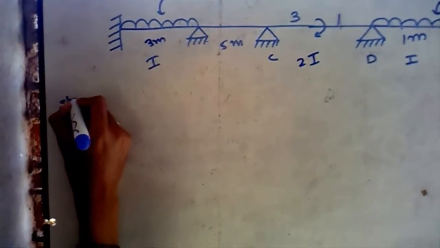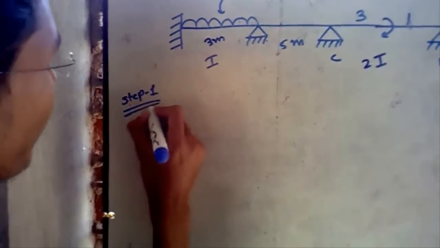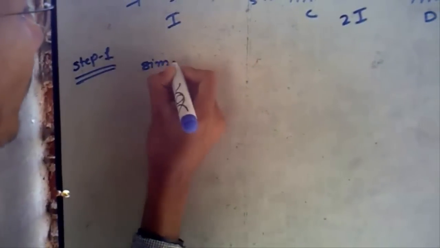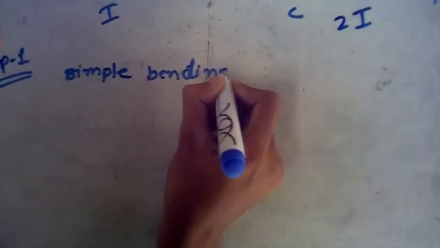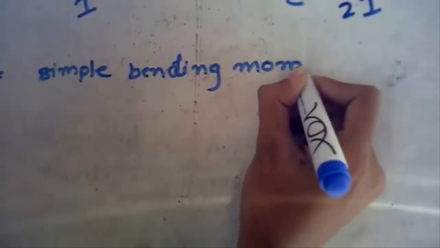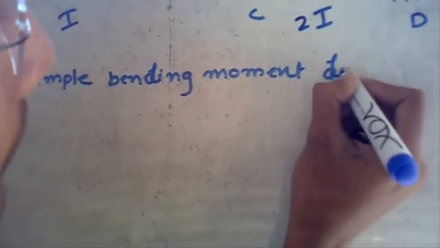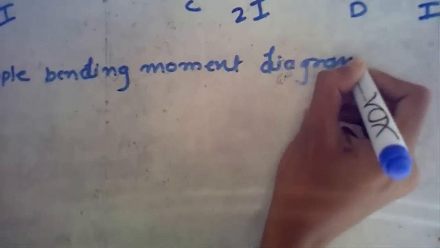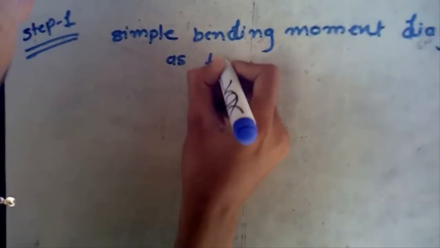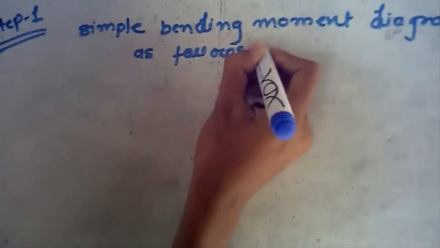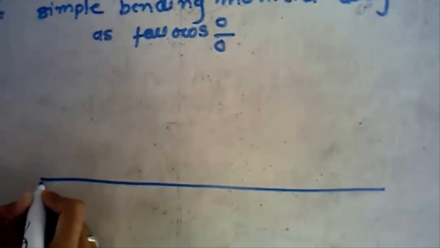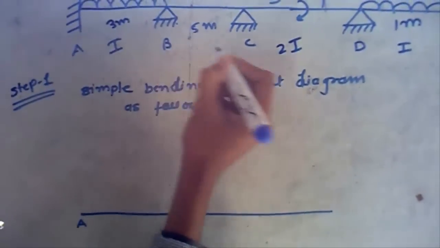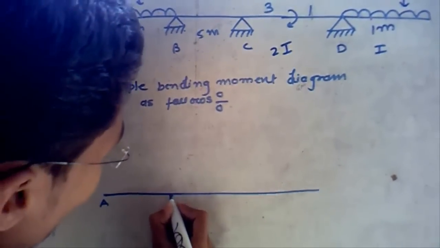So it is step number 1. In step number 1 we draw the simply supported bending moment diagram. With the help of the bending moment diagram we get some conditions, like the height, which help to calculate the area. With the help of area, the x distance can be calculated. So here I draw a line. Here is point A, here point B, here point C, point D.